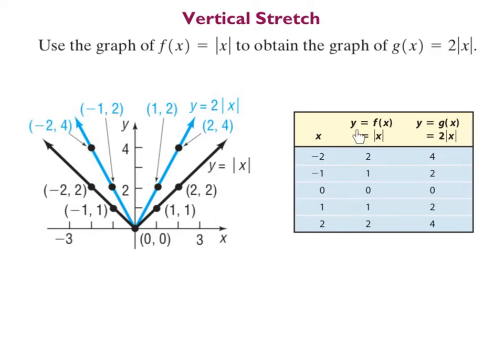Normally I'd plug in -2, take the absolute value, get 2. But with 2 times the absolute value, I plug in -2, get 2, and then I have to multiply that by 2. So 2 doubles. And that's going to happen to every output. So 2, 1, 0, etc. They double. 2 to 4, 1 to 2, 0 to 0, etc.